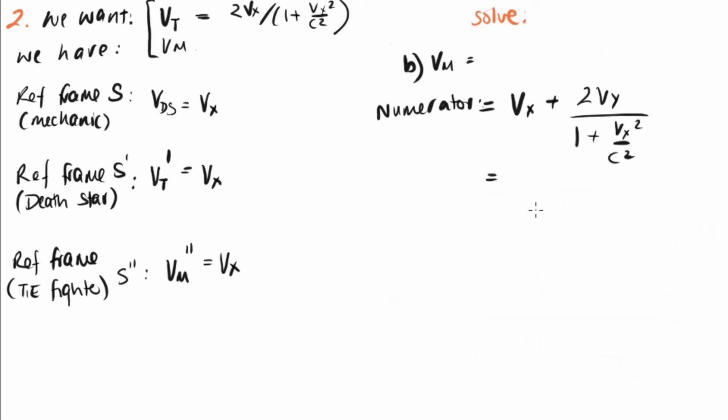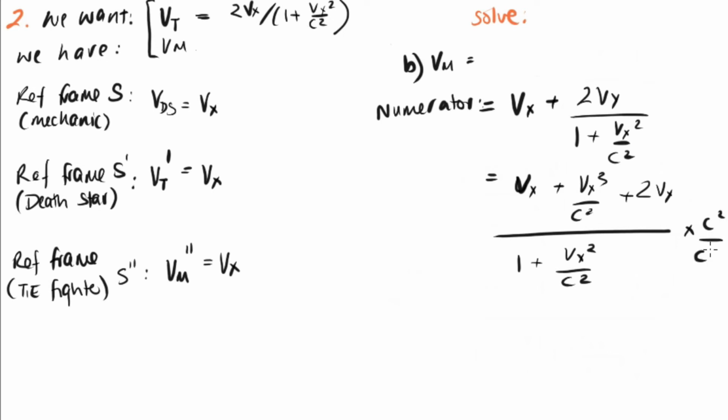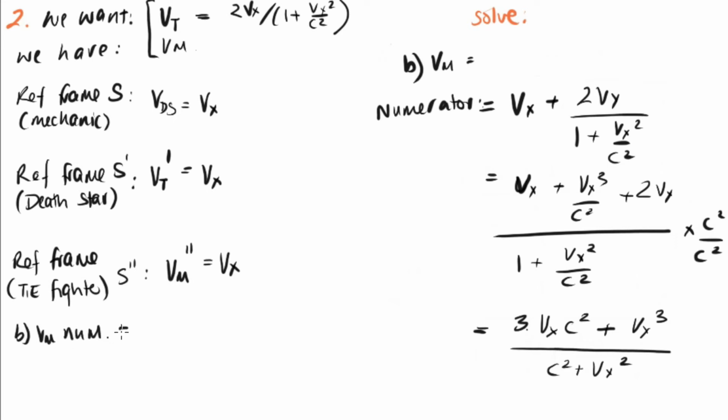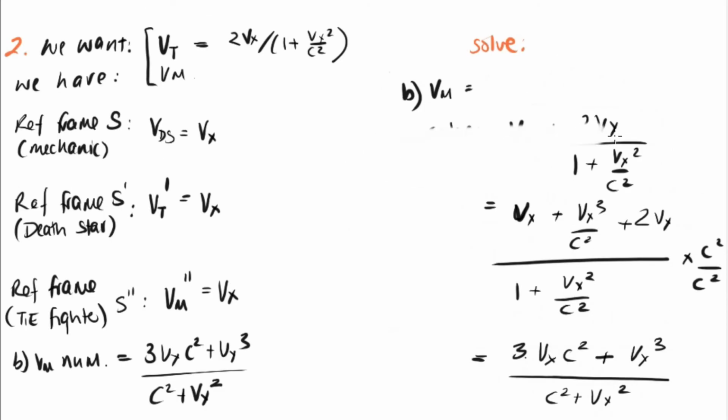both the numerator and denominator of this equation have a fraction on c squared. So I will multiply top and bottom. So I'll multiply that fraction by 1 by multiplying top and bottom by c squared, and that gives me a formula, 3Vx c squared plus Vx cubed divided by c squared plus Vx squared, is equal to the numerator of our equation for Vm. Looking at the denominator, I'll do the same thing.